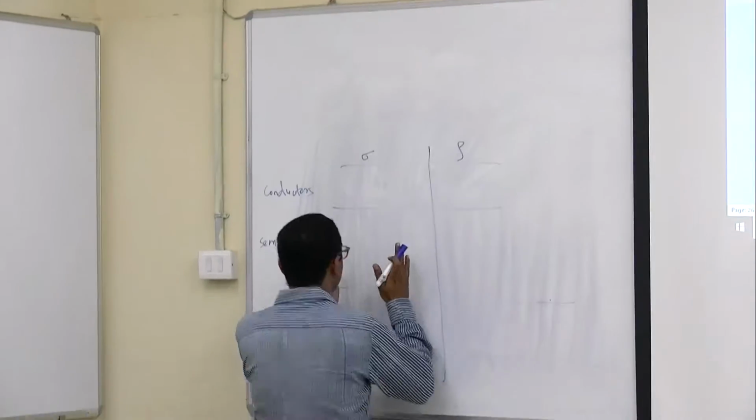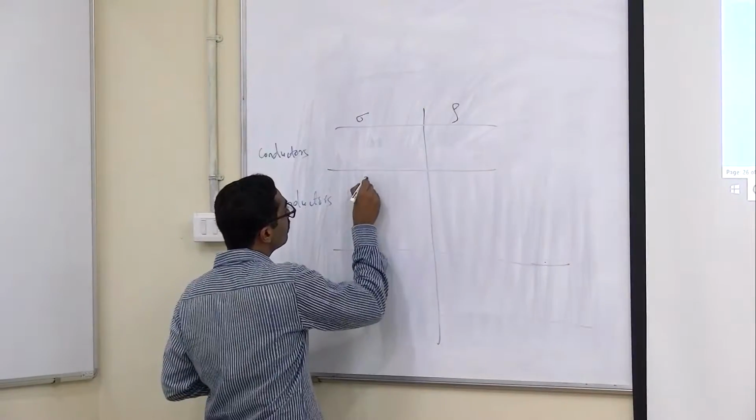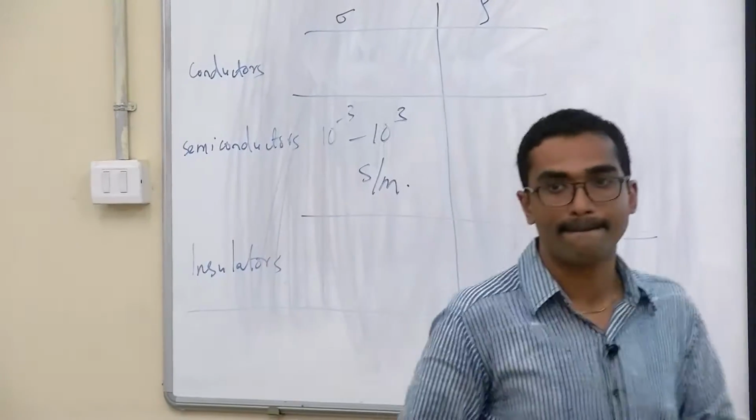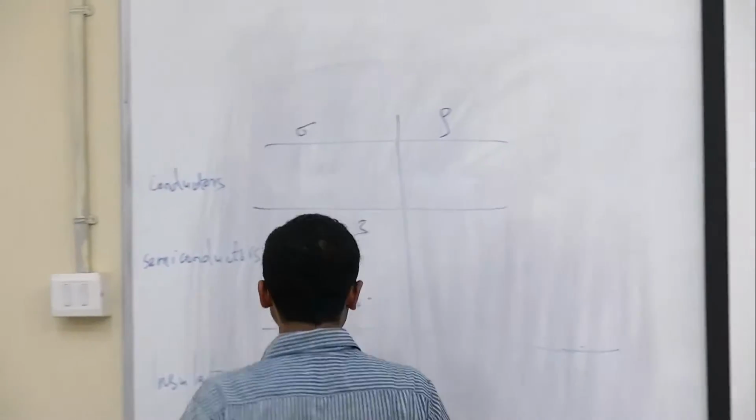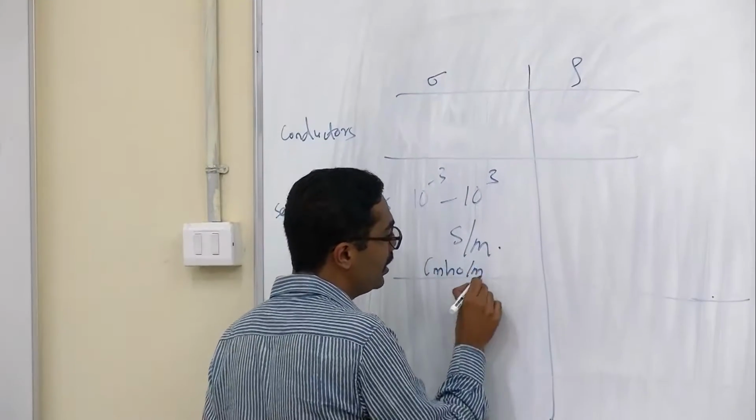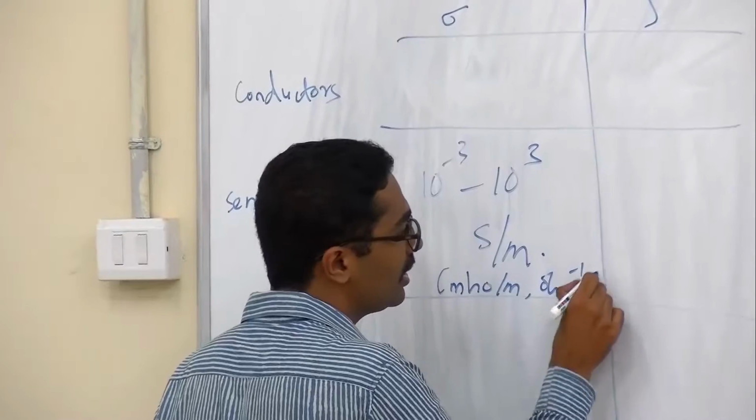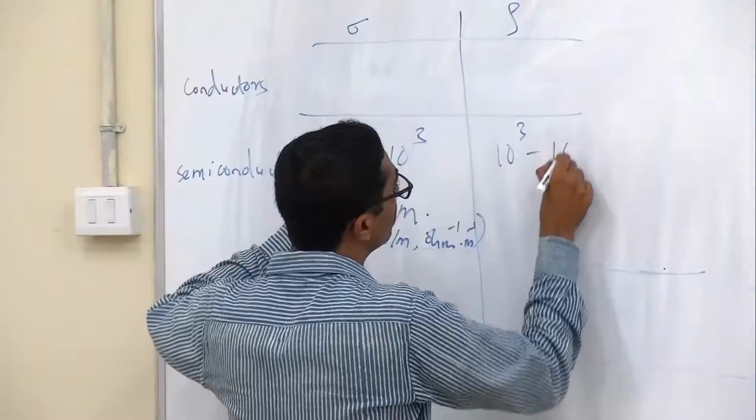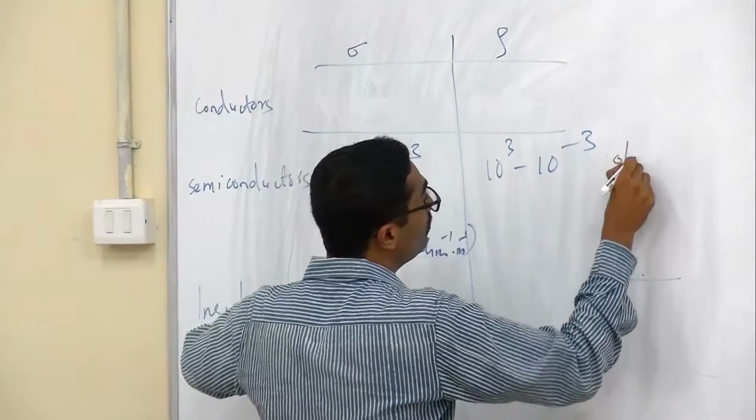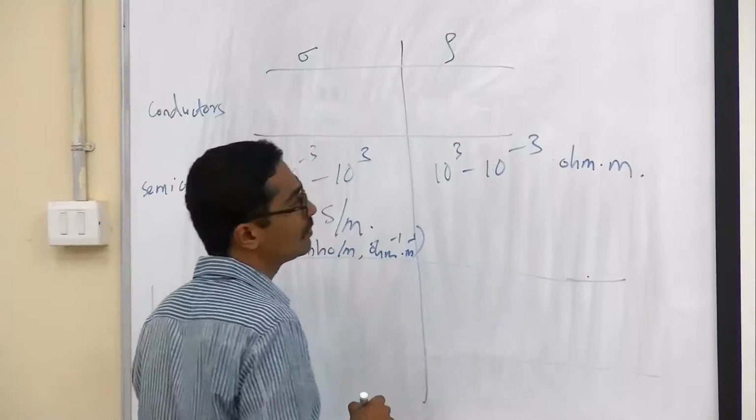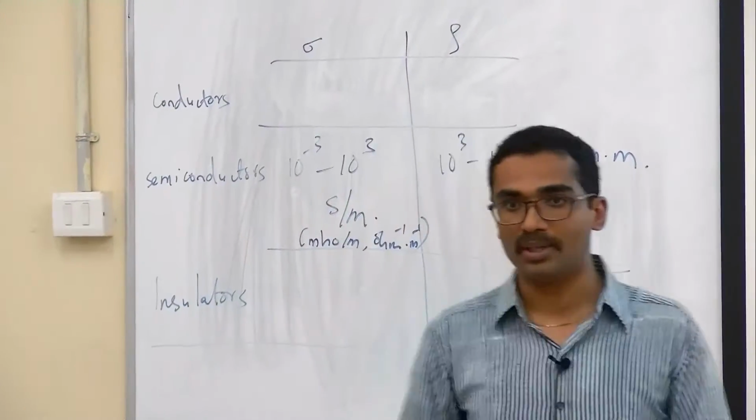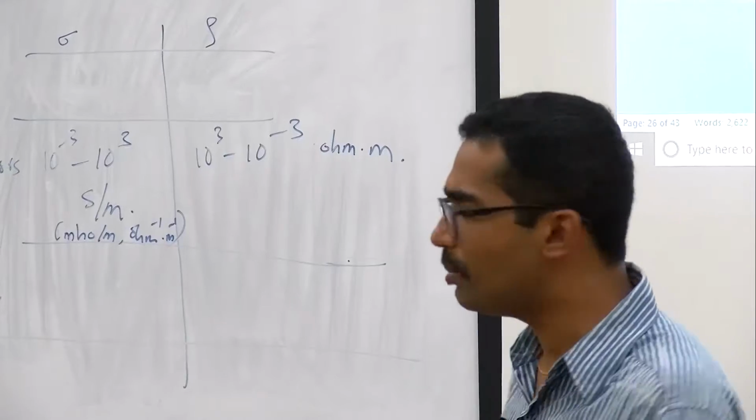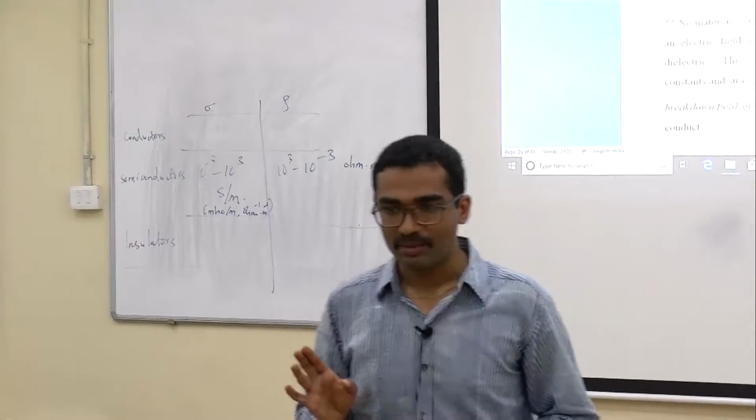So whenever you give numbers, the units are very important. So this is 10 to the power of minus 3 to 10 to the power of 3 Siemens per meter. And Siemens per meter is exactly the same as mho per meter or ohm inverse meter inverse. So here it will be 10 to the power of 3 to 10 to the power of minus 3 ohm meter. You understood? I am just giving you some ranges. It could be 1 or 2 orders of magnitude here, there, it doesn't matter. But I am looking for ballpark.